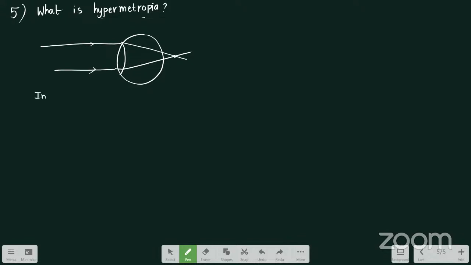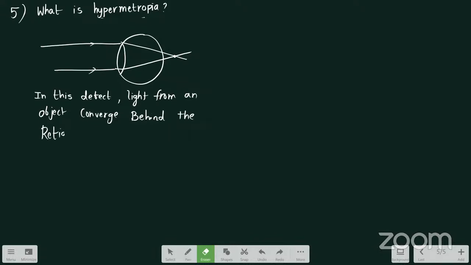In this defect, what will happen? Light from an object converges behind the retina.